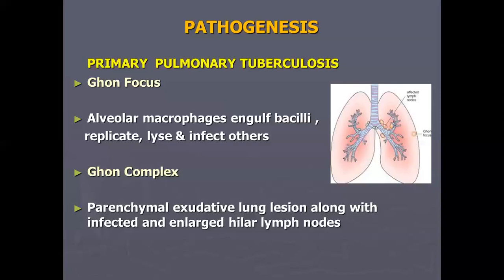So this is how the lesions of primary pulmonary tuberculosis from Ghon's focus can spread to other body areas. They can be healed, they can be disseminated through the lymphatics and blood to other body organs, or they can develop severe bacteremia that results in miliary tuberculosis. So we'll take all of these one by one now.